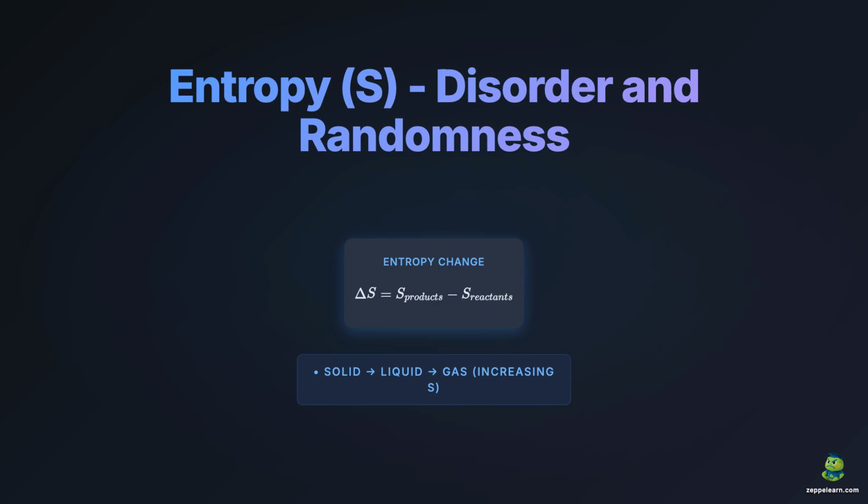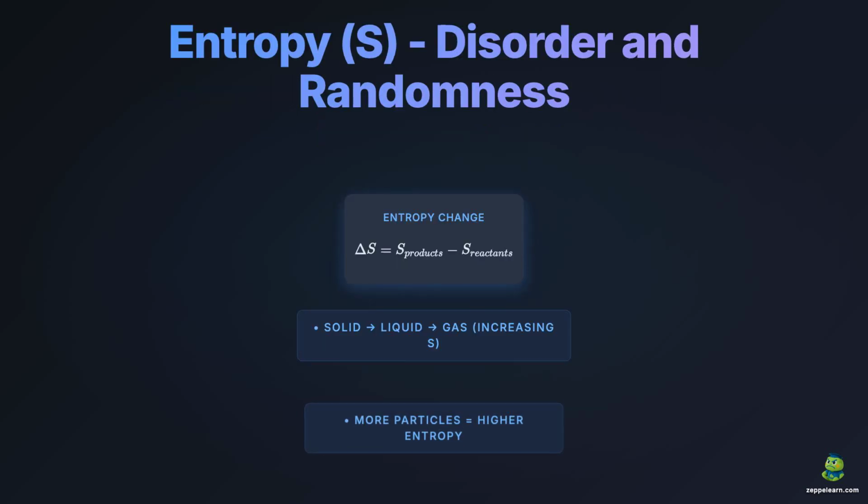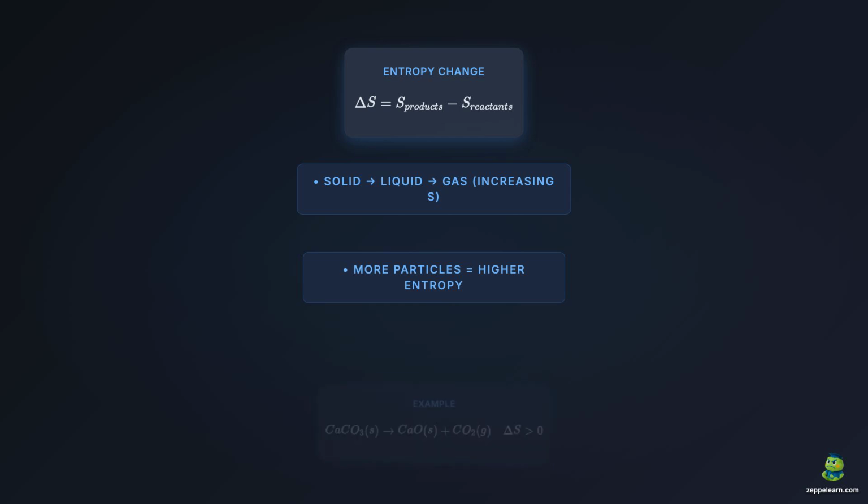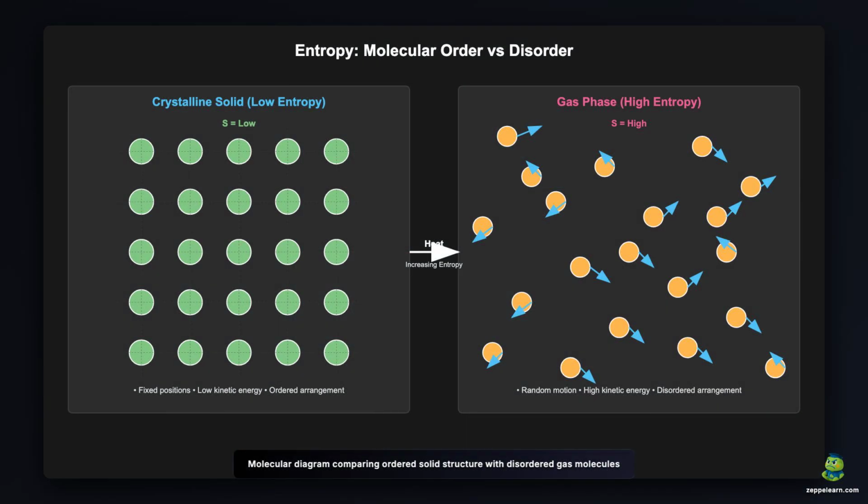Entropy increases when solids melt to liquids, liquids vaporize to gases, or when the number of particles increases in a reaction. For example, when 1 mole of gas molecules breaks into more gas molecules, entropy increases significantly. When calcium carbonate decomposes to calcium oxide and carbon dioxide, entropy increases because we go from one solid to one solid plus one gas. This diagram compares the ordered arrangement of molecules in a solid with the random, chaotic movement of gas molecules, illustrating the concept of entropy.